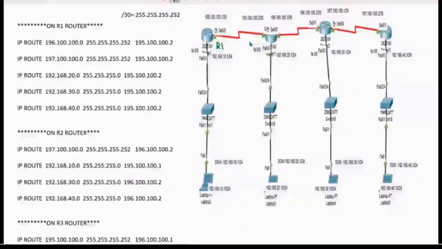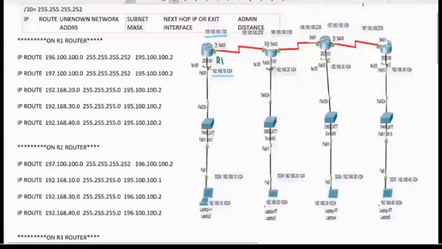Okay, so first, we need to calculate what are the directly connected networks and what are the unknown networks. Directly connected networks are known networks. You don't need to configure any static routing for that. So the 192.168.10.0 and 195.100.100 networks are known networks for R1, so you don't need to specify or configure routing for them.